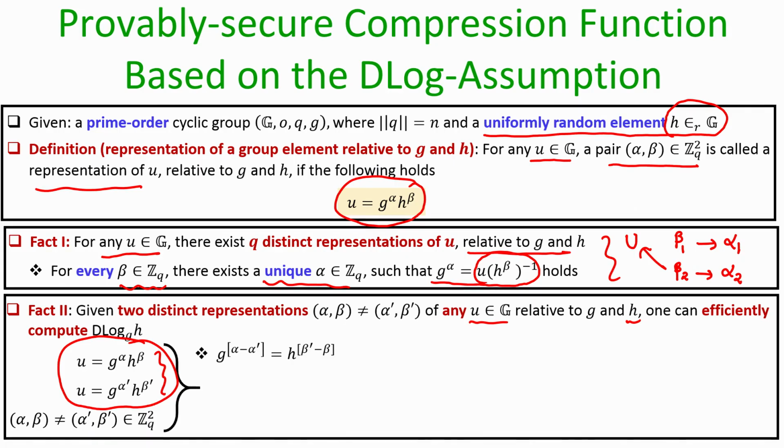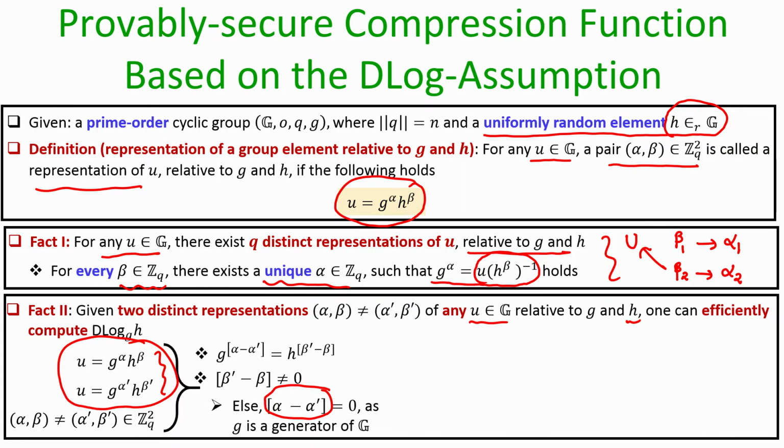Now, if both these relations hold, then I can do the substitution and obtain that g to the power alpha minus alpha dash is the same as h to the power beta dash minus beta. And now I claim that beta dash minus beta is non-zero. Because if beta dash minus beta is 0, then h to the power 0 is 1, that means the identity element, which is possible only if alpha minus alpha dash is also 0, which automatically implies that alpha is equal to alpha dash and beta is equal to beta dash, a contradiction to the assumption that (alpha, beta) is different from (alpha dash, beta dash).